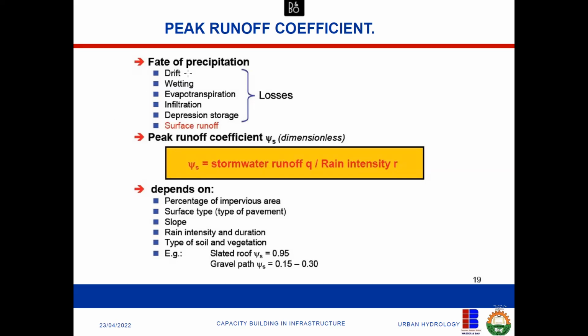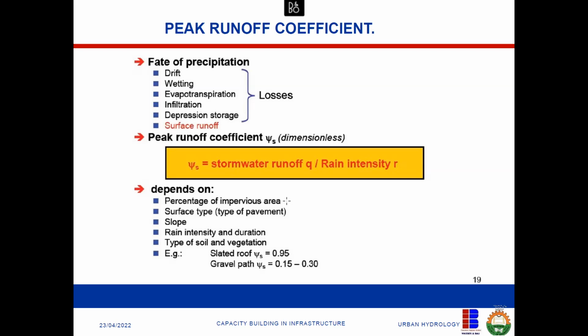And that's exactly what you have here. Some will drift away, some will wet, and the water that falls on trees, like a green roof, will evapotranspirate. And then some, if it's on the ground surface, will infiltrate. In the case of gravel, a lot will infiltrate and a lot will be held in depressions. Only a few, 30 to 15%, contribute to runoff. So the peak runoff depends on the percentage of impervious area.